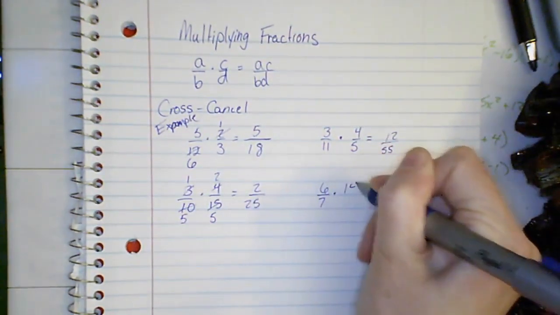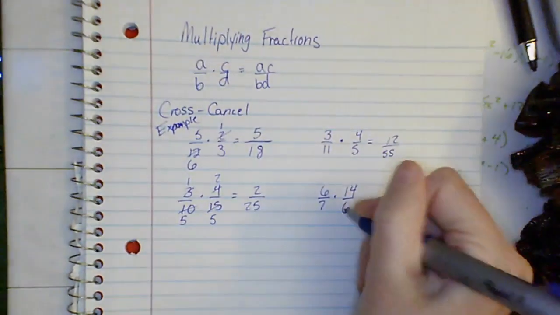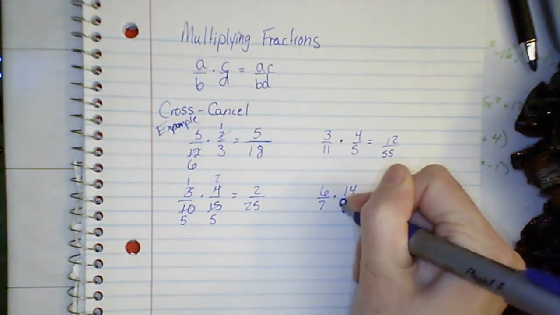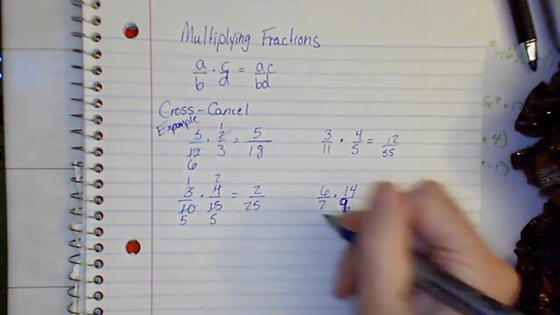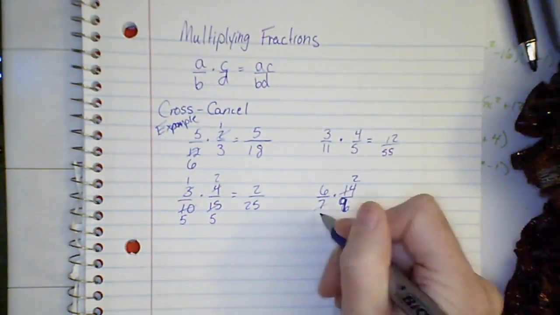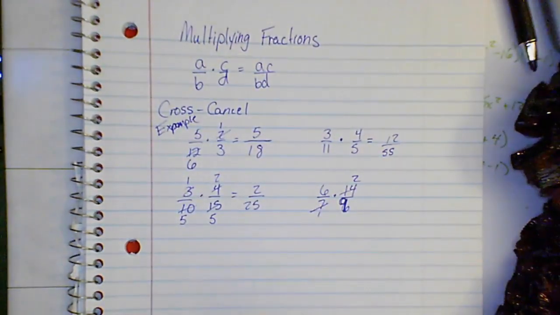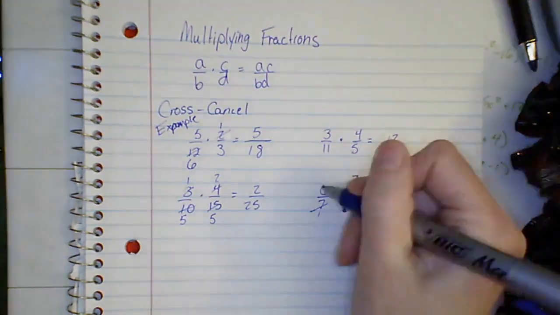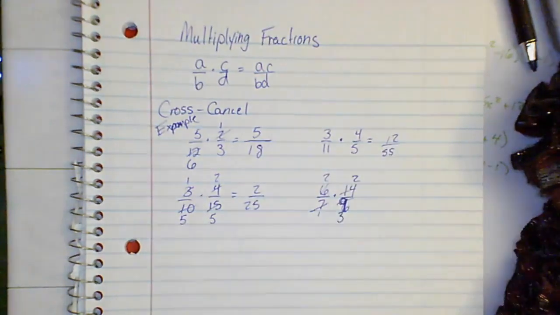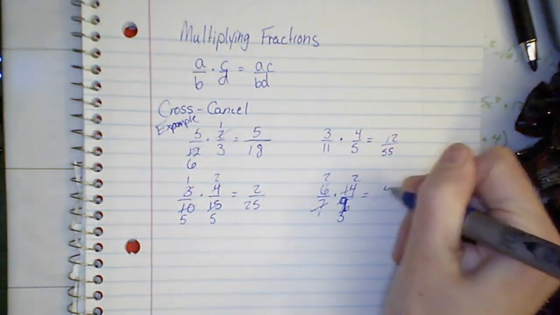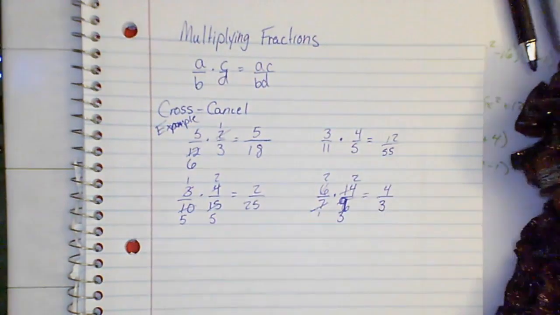6/7 times 14/9, sorry, 14/9. So 7 goes into 14 twice. I don't even really put a 1 there. I just know 7 cancels out all the way, and when something cancels completely, there's an automatic 1 there. 6/9 becomes 2/3 if you divide by 3. 2 times 2 is 4, 1 times 3 is 3. Now 4/3, yes, you can convert that to 1 and 1/3, but in algebra, 4/3 is an acceptable answer.